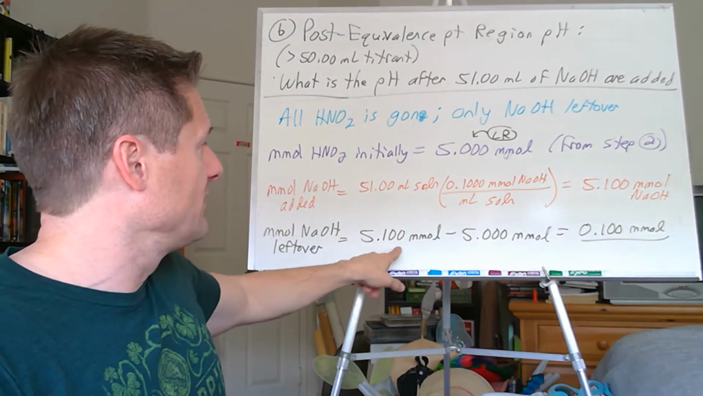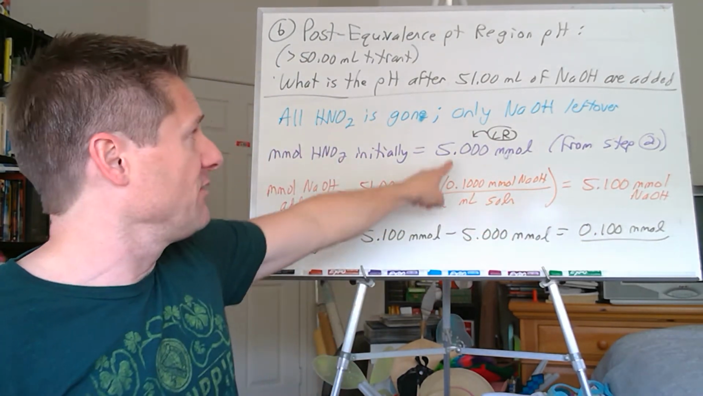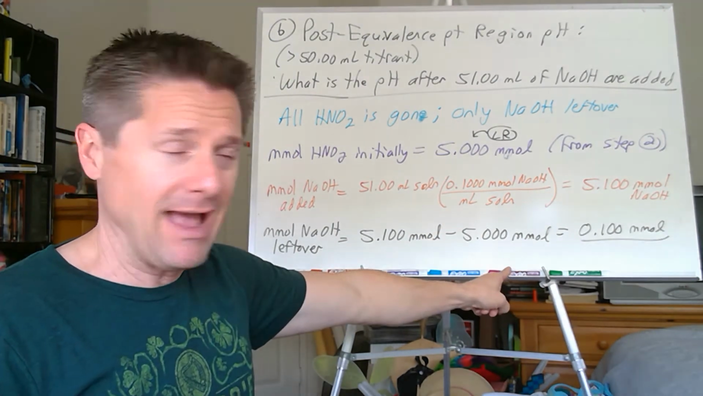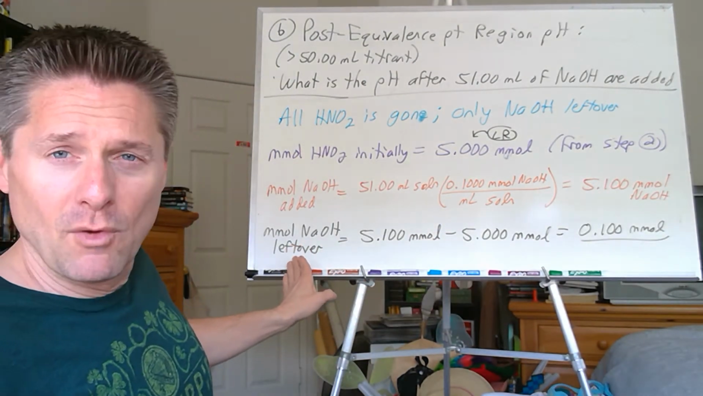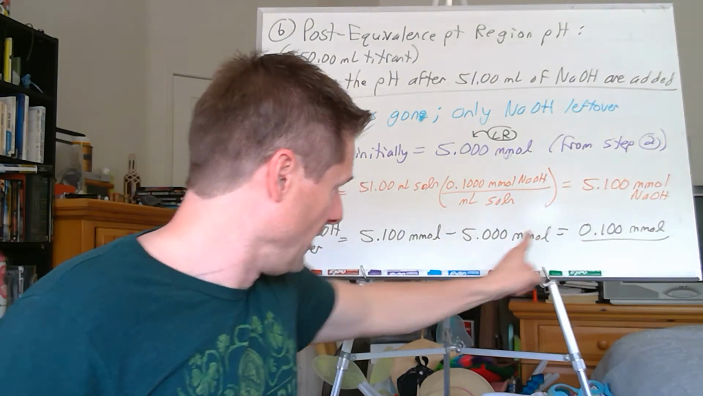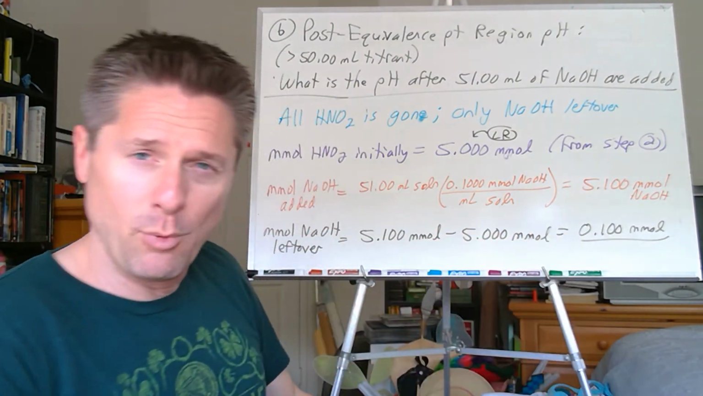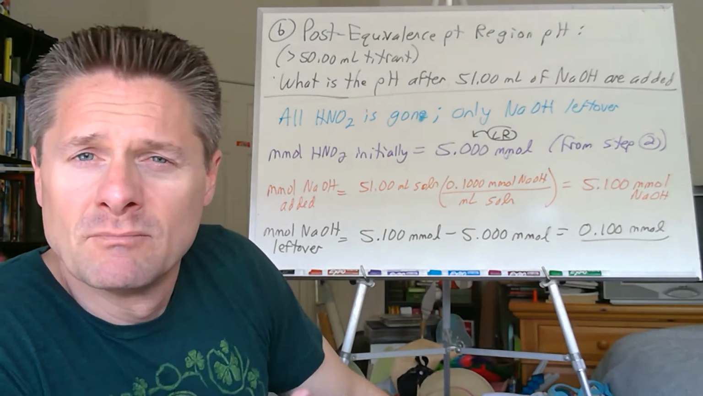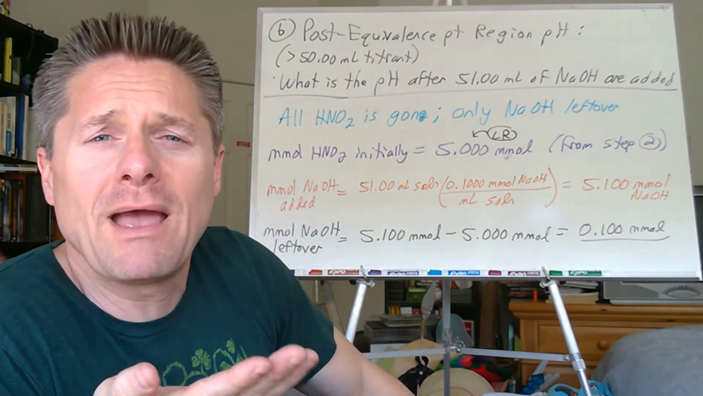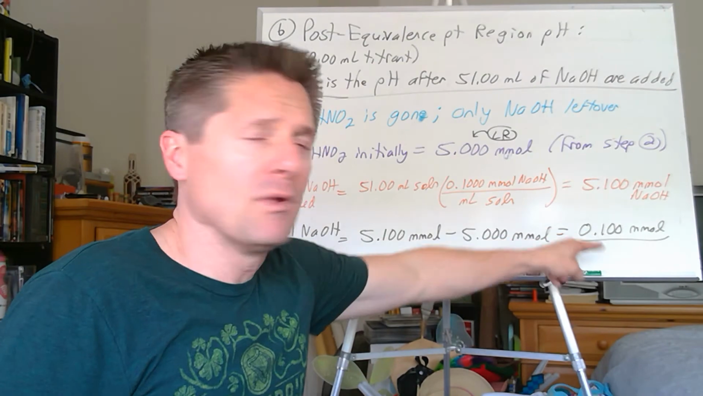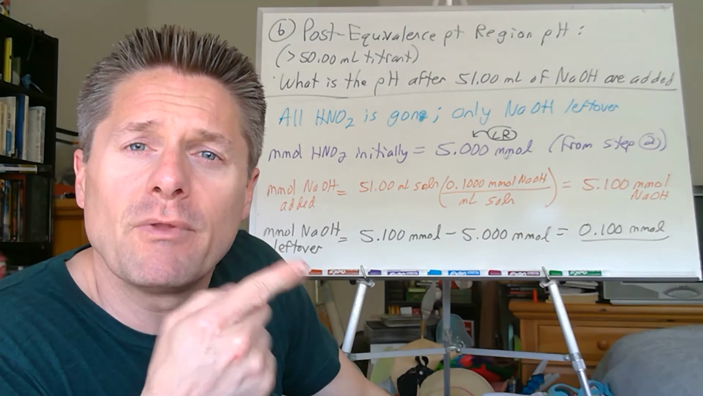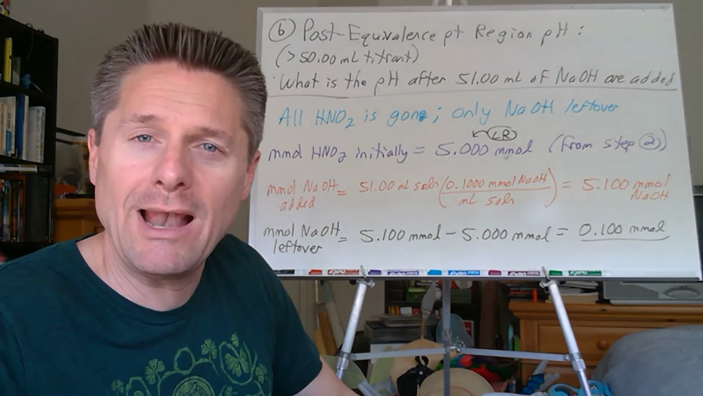Subtract those. So 5.100 millimoles minus 5.00 millimoles, right? Now the base we had minus the amount of acid that was there. That's the millimoles of sodium hydroxide left over, which is, to 3 decimal places, 0.100 millimoles of sodium hydroxide left over. So let's calculate the total volume, volume acid plus volume base. Take the millimoles of the base left over, divided by the volume, and that's your concentration. From there, we can get pH quite readily.